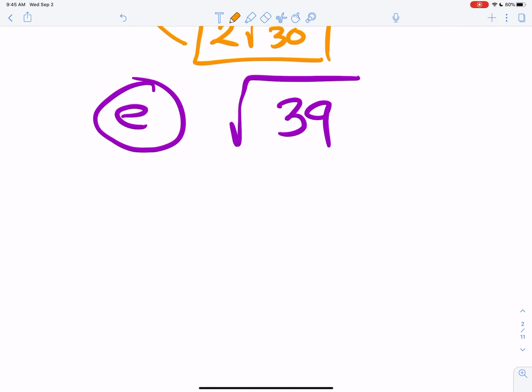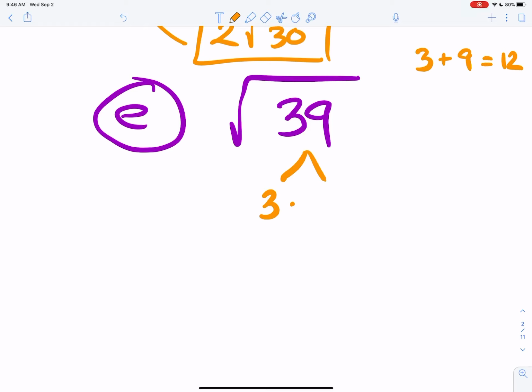Square root of 39. Pause and play when you're ready. 39, it's not even, so I know 2 doesn't go into it, but if you add your digits, 3 plus 9, if you remember this trick, 3 plus 9 is 12, and I know 3 goes into 12, so I know it's going to be divisible by 3, all right?